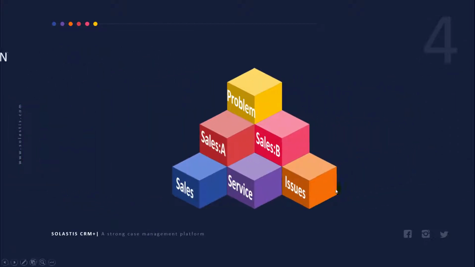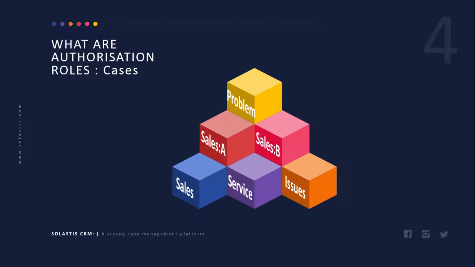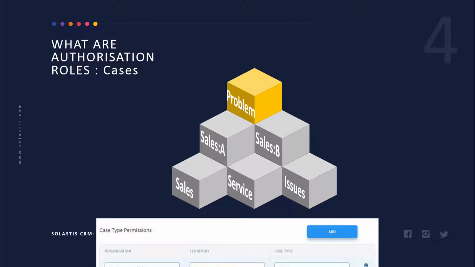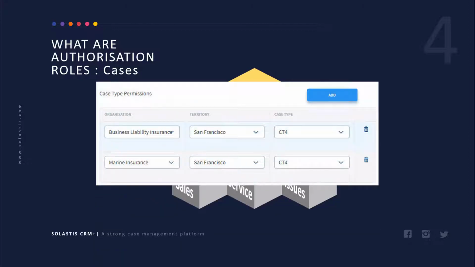Authorizations for cases work in a different way. It is possible that you want to give access to a specific person only to sales cases, and some other employee access to problems or issues raised. The cases may be segregated by organizational unit, territory and case type. So the combination of these three objects can be added to the authorization role. Then depending on the access authorized, the employee will be able to access only specific cases.